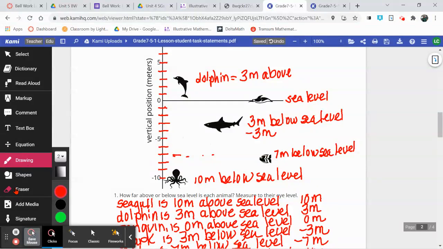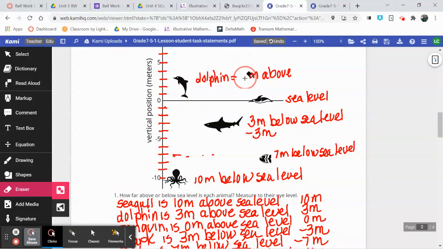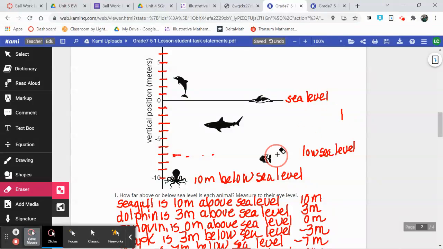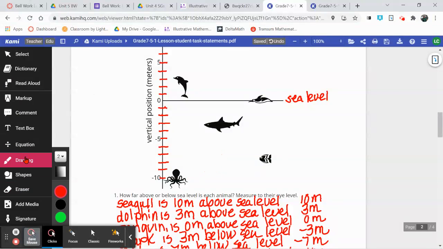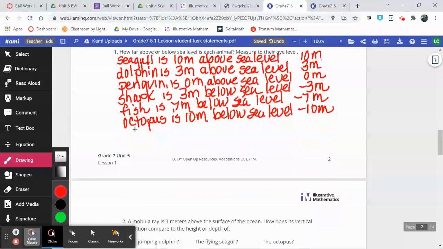So I am going to just erase this right here because we are going to need the little map. If you wrote on it, it's okay. But I've got to be able to show you some stuff. All right, so let's go to the next question.